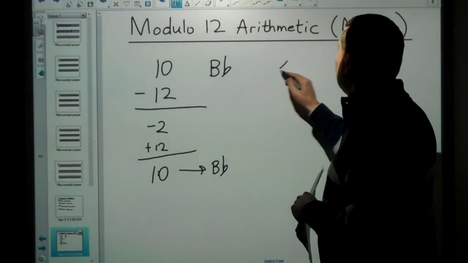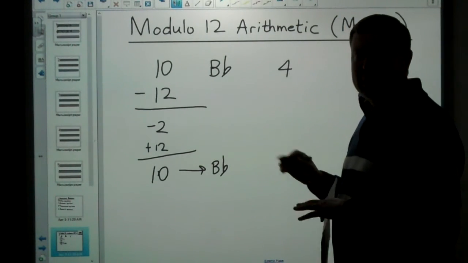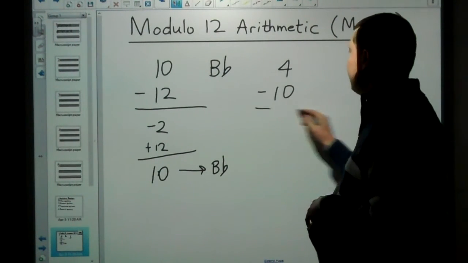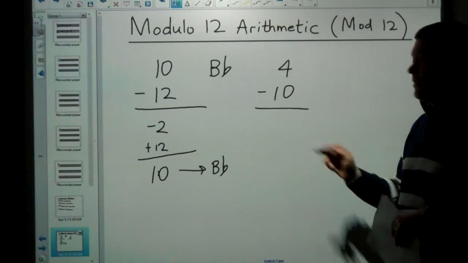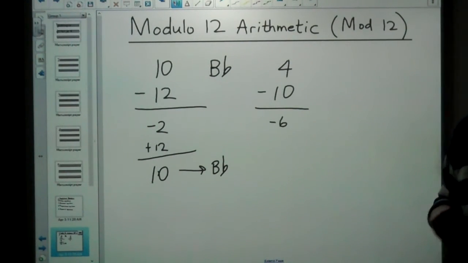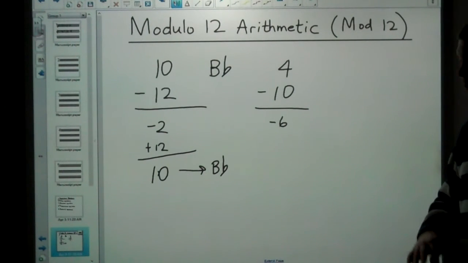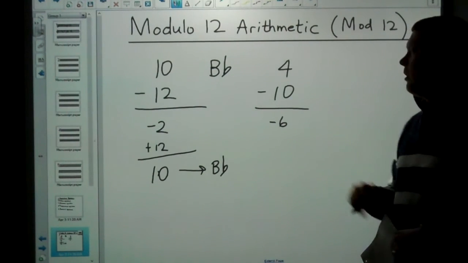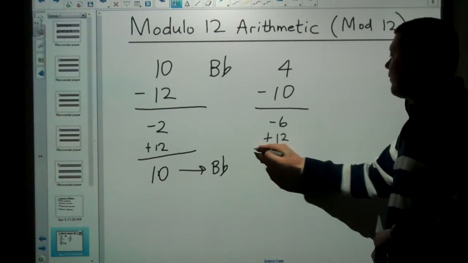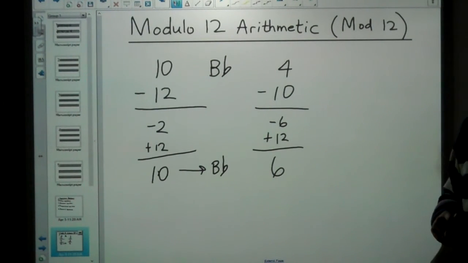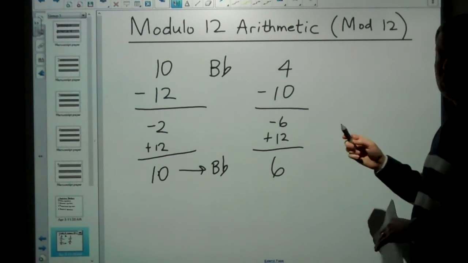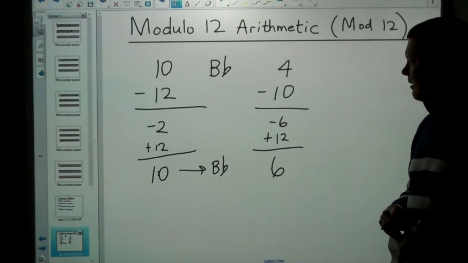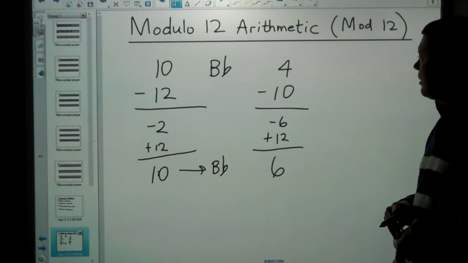And maybe one more. Let's start at 4 on our pitch clock face, and subtract 10 semitones, or 10 half steps. Traditional math says 4 minus 10 is negative 6. Once again, negative 6 is too low. It's outside the range of 0 to 11. So if we add 12 to negative 6, we get a final answer of positive 6. So in pitch class atonal music, 4 minus 10 actually equals 6.